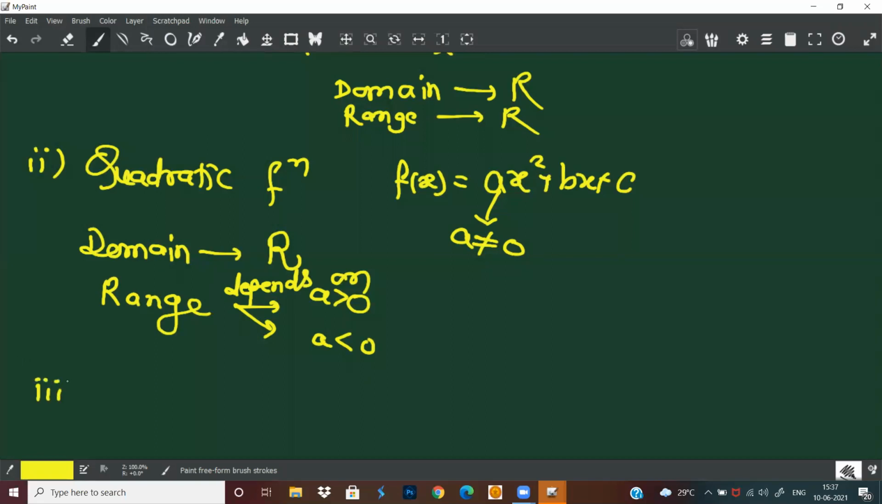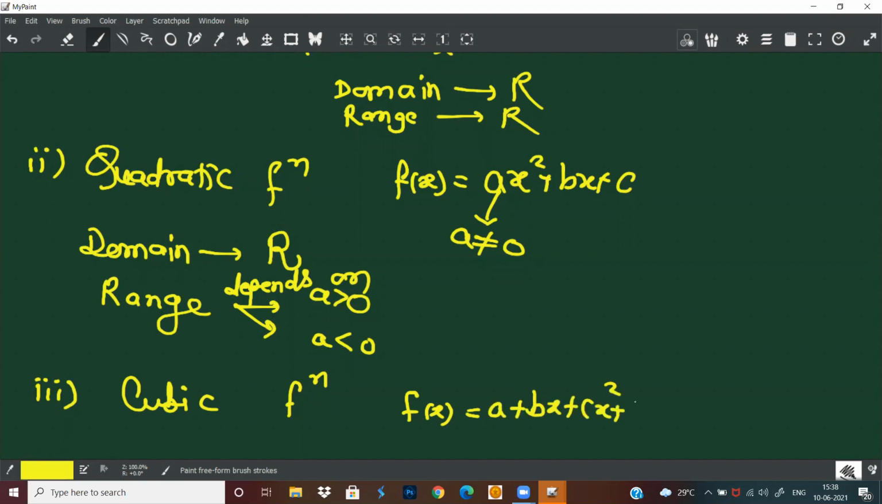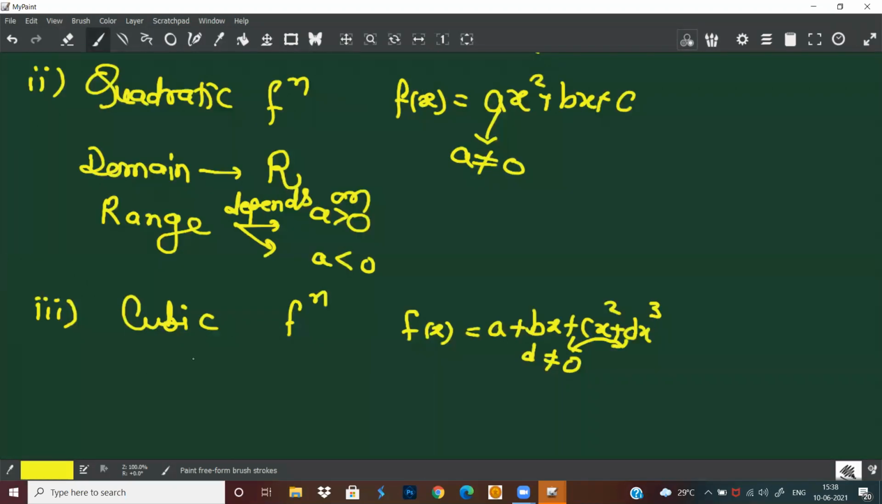What is a cubic function? बोलो क्या होगा cubic function? ये सारे polynomial function ही हैं. Yeah, degree 3, correct. ऐसे आएगा. ये cubic function में your d will not be 0. Yeah, correct. You can write like this. So यहाँ भी cubical है तो कोई problem नहीं. Domain and range both are R.